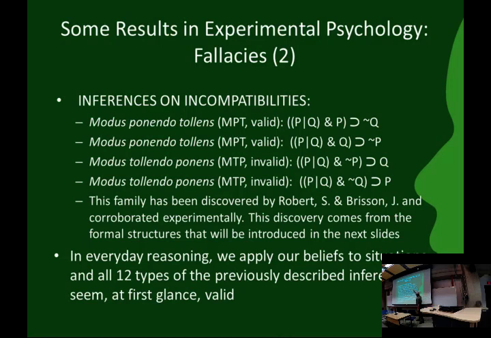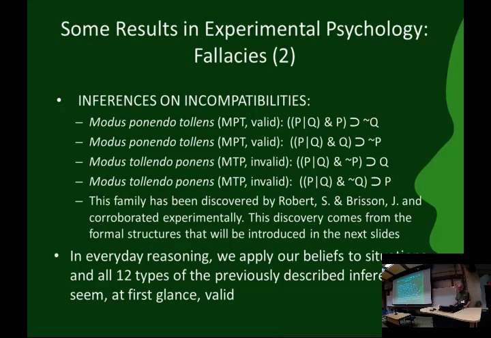So P is incompatible with Q, and P is the case, then not Q, because they're incompatible. And people tend to do that, modus ponendo tollens, a valid inference. But a modus tollendo ponens inference is not valid, and people tend to do so. That is, P is incompatible with Q, P doesn't occur, so people have a tendency to say then Q occurs, but it's possible with an incompatibility that neither the first nor the second happen.